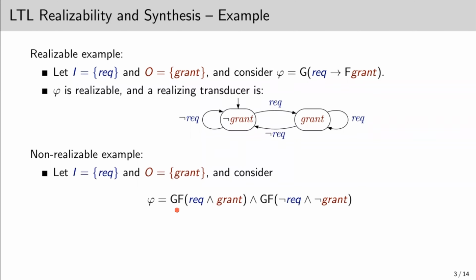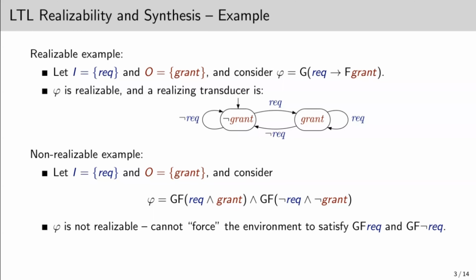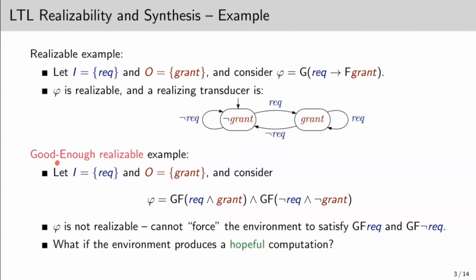This time we want that infinitely often we see both a request and immediately a grant, and infinitely often we see no request and no grant. Well, this formula is not realizable, and the reason it's not realizable is that the system cannot force the environment to output infinitely many requests and infinitely many non-requests. Well, that's not really fair, is it? Alright, well, how about if the environment gives a hopeful computation, one that does have infinitely many requests and non-requests? Well, in this case, the same transducer above works just fine. So while this formula is not realizable, I would say it is good enough.